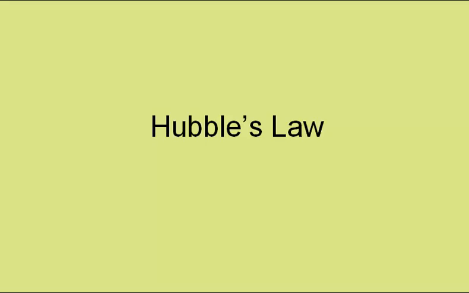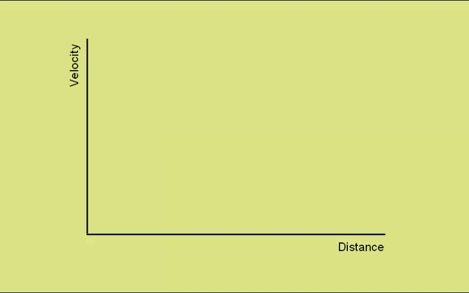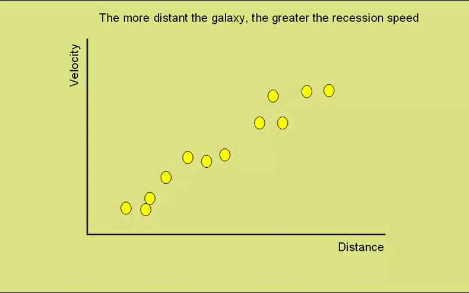Hubble's law. In 1929, Edwin Hubble plotted the recession velocity against distance from the Earth for galaxies on which this data was known, and this is roughly what he found. This shows that the more distant the galaxy, the greater the recession speed. This was the basis for the Big Bang theory.